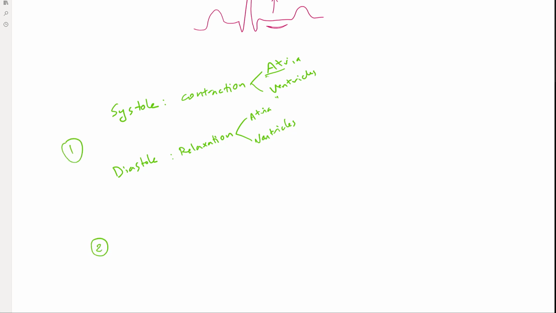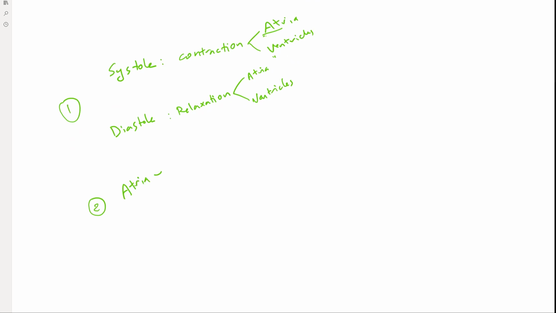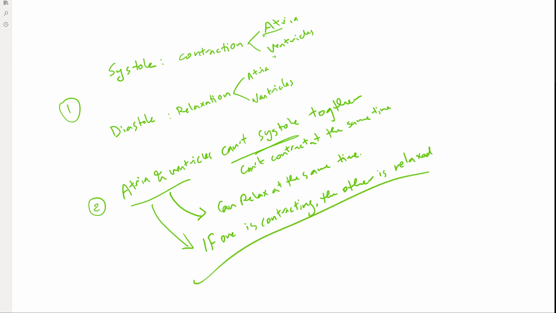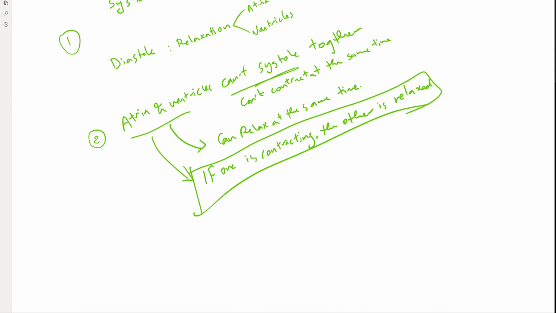The second concept we need to understand is that atria and ventricles can't systole together. What does it mean? It means they can't contract at the same time. Otherwise, our heart will explode. However, they can relax at the same time. That's fine. Relaxation wise is okay. But contraction, no. If one group is contracting, the other group is relaxed. That is a must. We cannot do other than this. We can't have two systoles in the atria and ventricles at the same time.